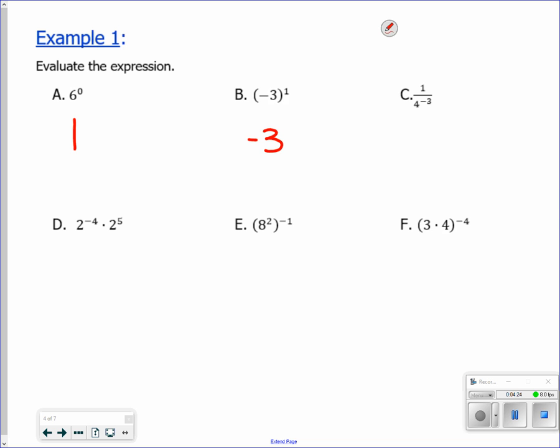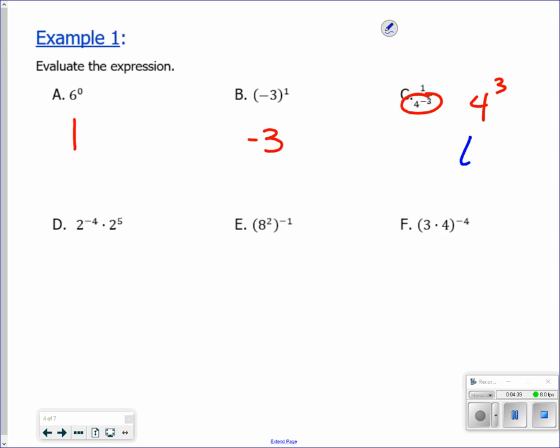Now, this one, all right, now we actually have to start talking about something. 4 to the negative third, but it's on the bottom of the fraction. So it needs to get moved to the top of the fraction. So 4 to the third on the top. Now, I'm not sure if they want you to evaluate. It does say evaluate the expression.